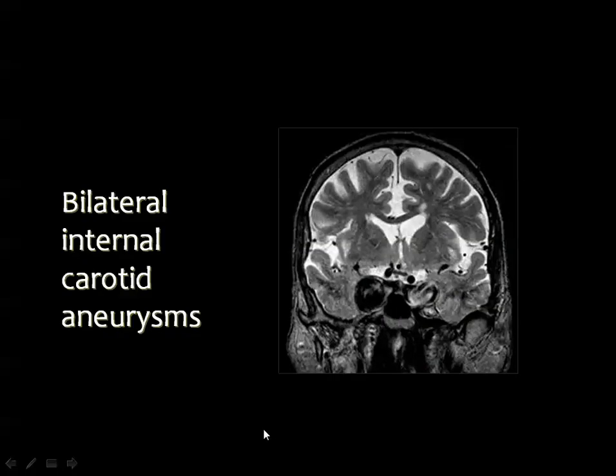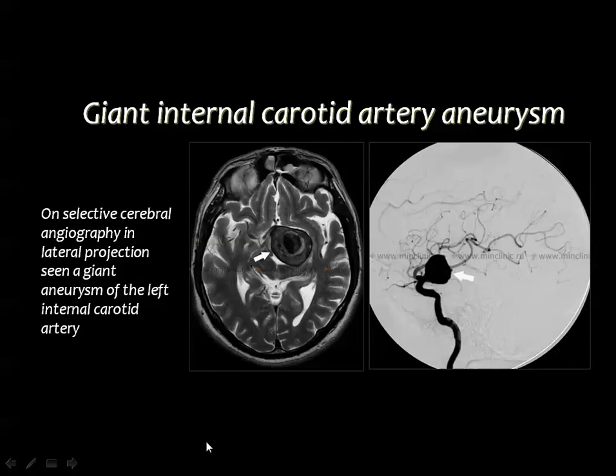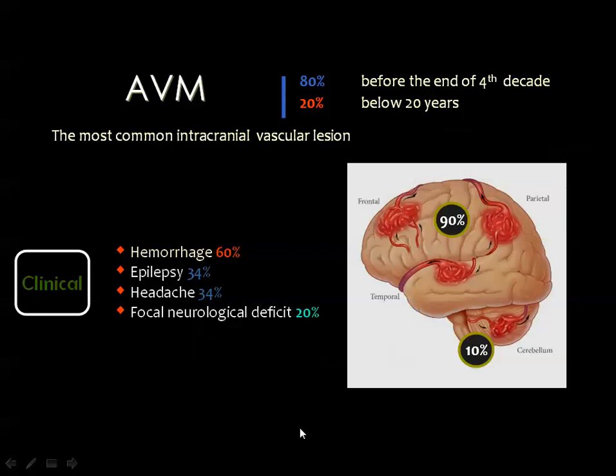And this is the case of bilateral internal carotid artery aneurysm in the region of the cavernous sinus, and the aneurysm is more sizable on the right side, showing the characteristic whorly appearance on both sides, diagnostic of an aneurysm. And this is also a giant aneurysm in the internal carotid artery on the left side. And this is the digital subtraction angiogram, and this is the MRI T2 weighted image showing the aneurysm and the turbulence of flow inside the aneurysm.